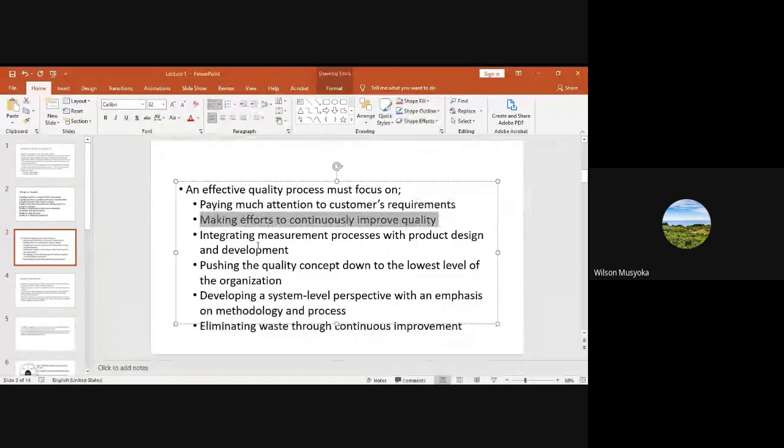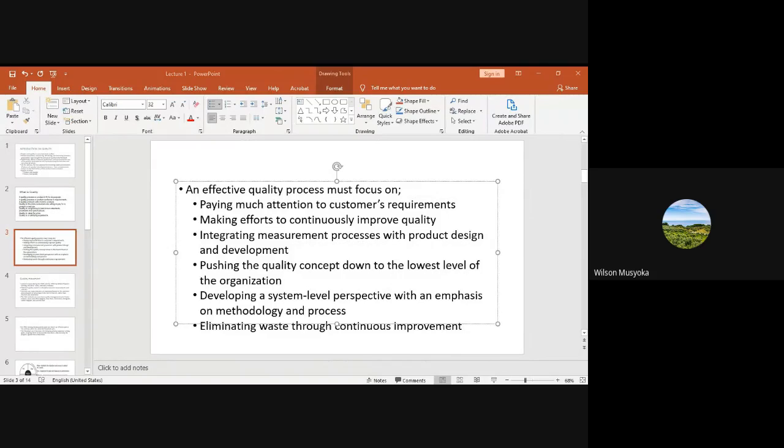It will also integrate measurement processes so that you can know where the product design and the development has reached. A process that is able to push the quality concept down to the lowest level of the organization is also said to be good, because it is at the lowest level of the organization where the development is taking place. Also, pushing the quality concept down to the lowest level, making sure that the system level perspective is emphasized in the methodology and the process, is also an effective quality process. Also, eliminating waste through continuous improvement is a quality process.